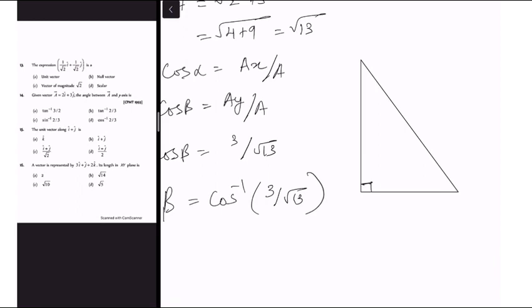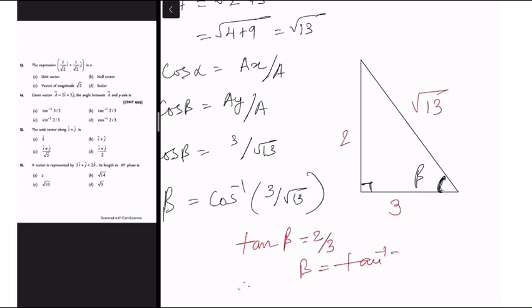Say this angle is beta. Okay, 3, root 13, and this side is 2. This side is what? 2. Now beta can be written as, for this tan beta, tan beta is 2 upon 3. Tan beta is what? 2 upon 3. Therefore beta is equals to tan inverse 2 by 3.